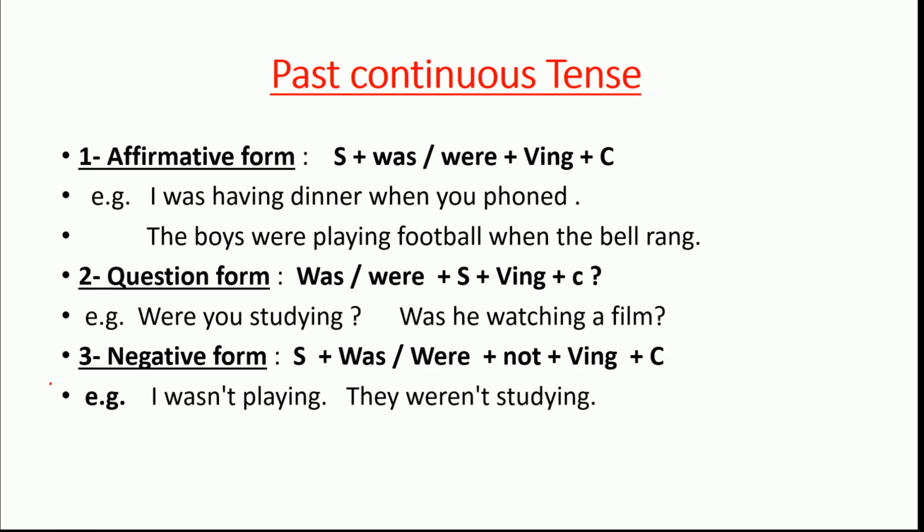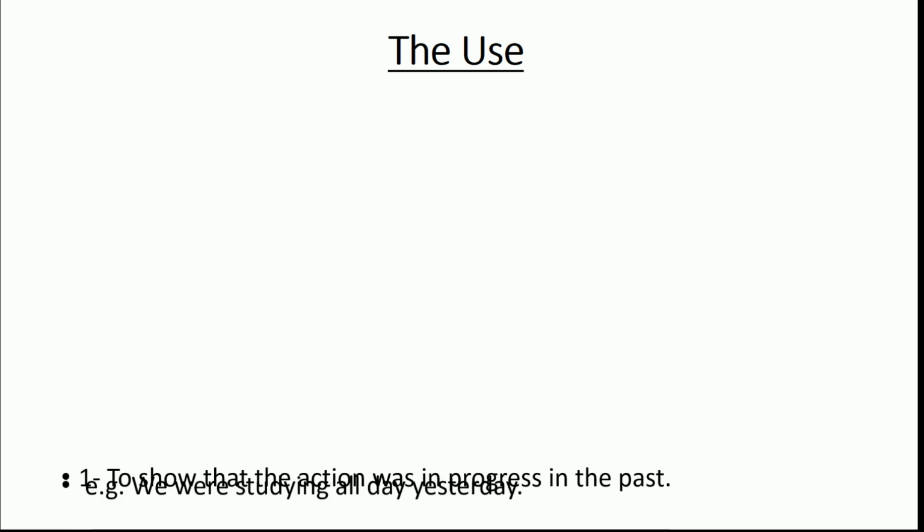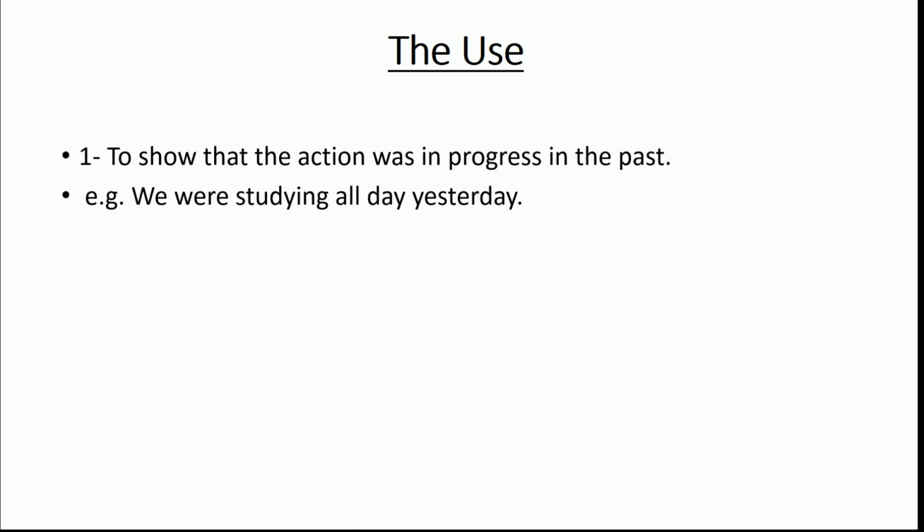Now, in the negative form, we use subject plus was or were plus not plus verb-ing plus the complement. For example, I wasn't playing, they weren't studying. The use, which is the most important thing. The first one, to show that the action was in progress in the past. For example, we were studying all day yesterday.